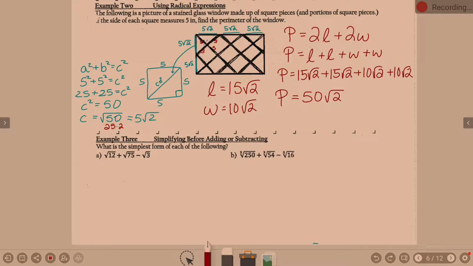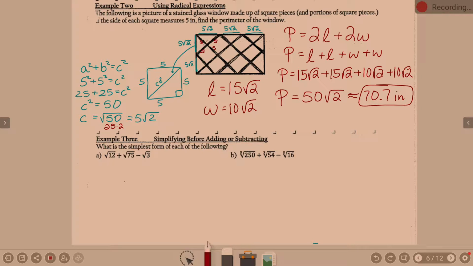Now, yes, we worked with the radicals. Could you give me a final decimal answer there? Yes. And what would that final decimal answer be? 70.7. Okay, if we round it to one decimal place. 70.7 what? As in, what's my label? Inches. Inches. I don't want the rest of the decimal.